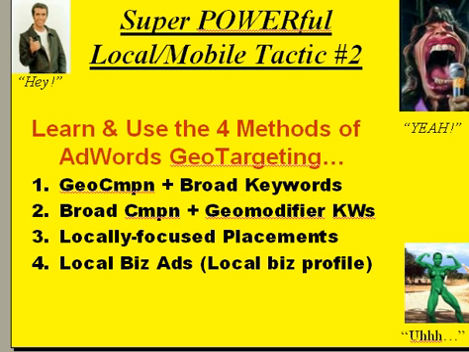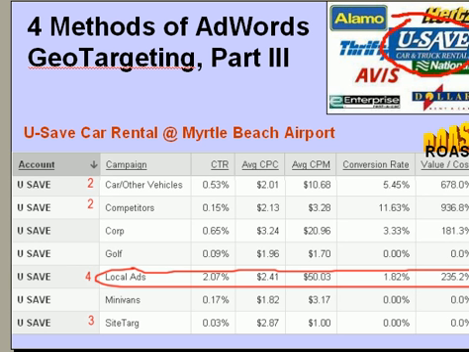I've written more about that elsewhere on blogs if you want to read more. So here's an example that uses 3 of those 4. This is U-Save Car Rental at the Myrtle Beach Airport. We're using local ads. We're doing the broad campaigns with geo-modified keywords like Myrtle Beach Car Rental, and we're doing site targeting.